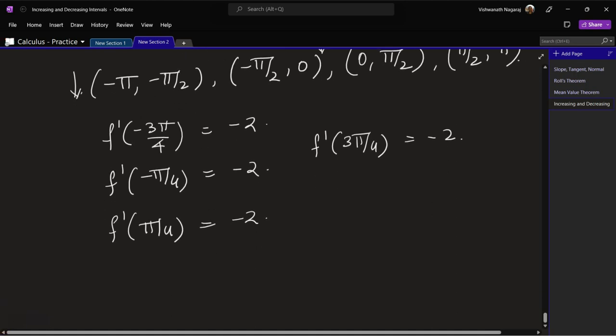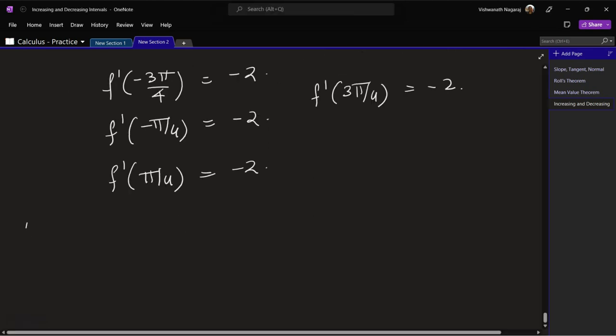But remember, in between there are non-differentiable parts where we can't define the slope. Let's look at the 16th one. F of x is equal to sec x. And again, let's restrict ourselves to minus pi to pi.